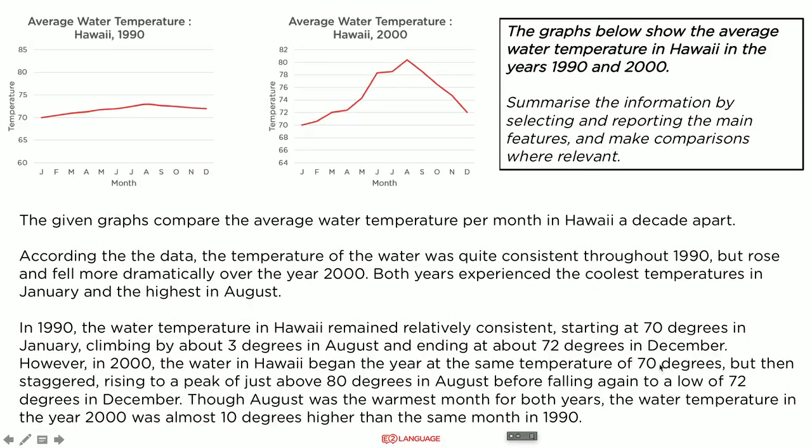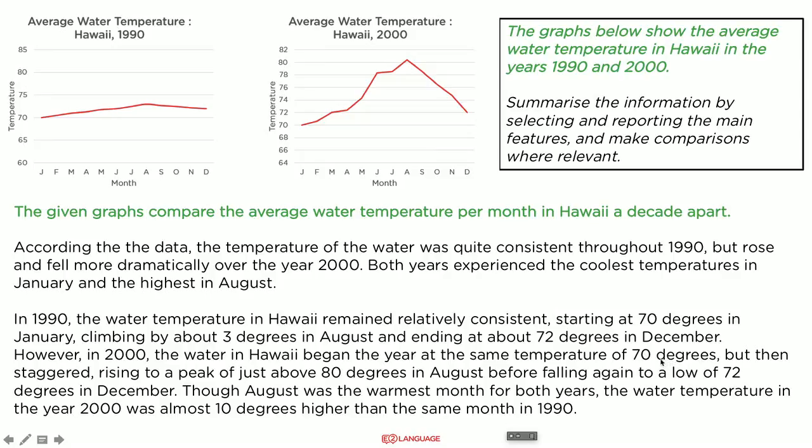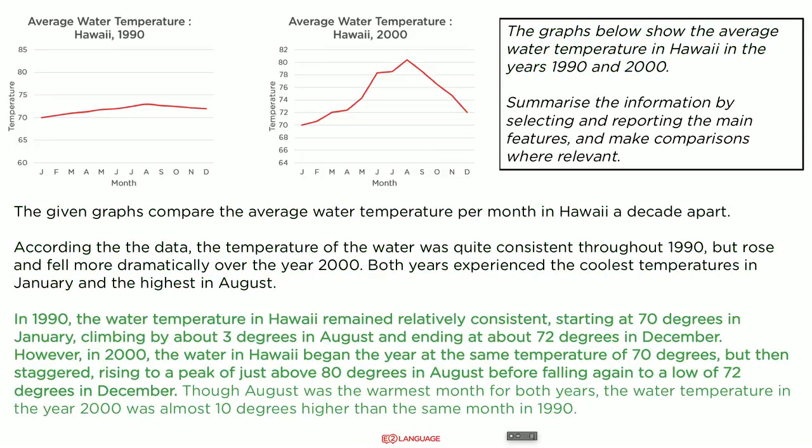So, sentence 1, this is this sentence here. Let me read you the original and then let me read you mine. The original says, the graphs below show the average water temperature in Hawaii in the years 1990 and 2000. Mine says the given graphs compare the average water temperature per month in Hawaii a decade apart. Okay? I've written the exact same thing, but just in different words.